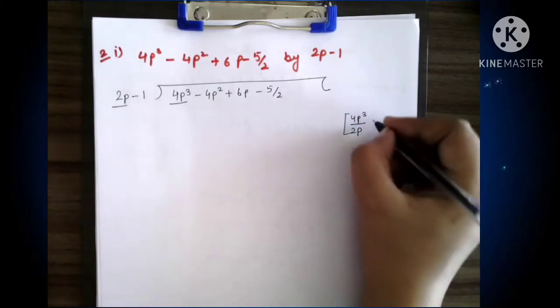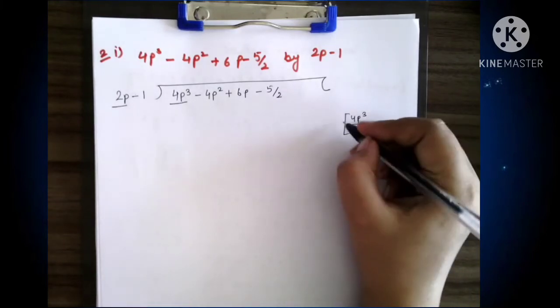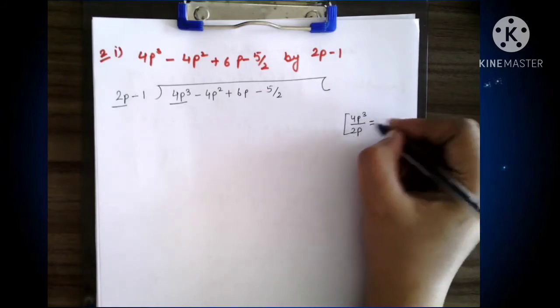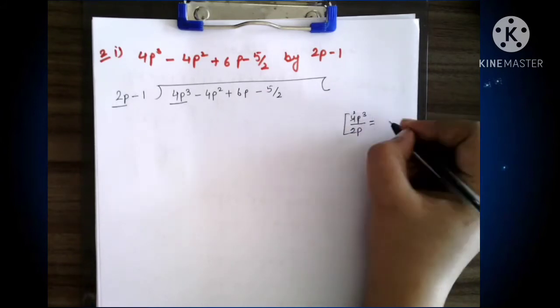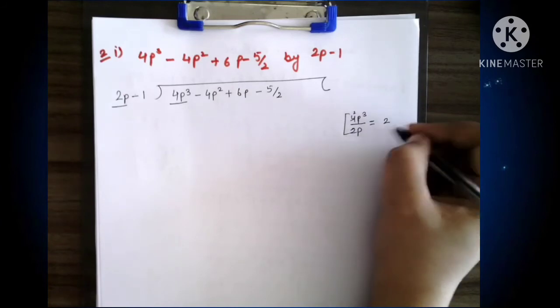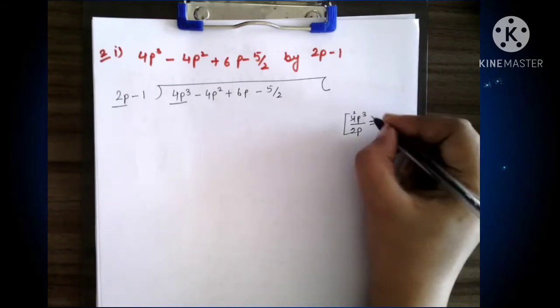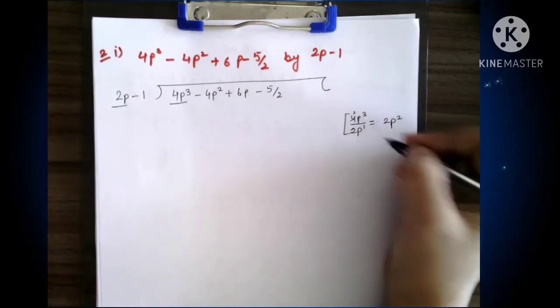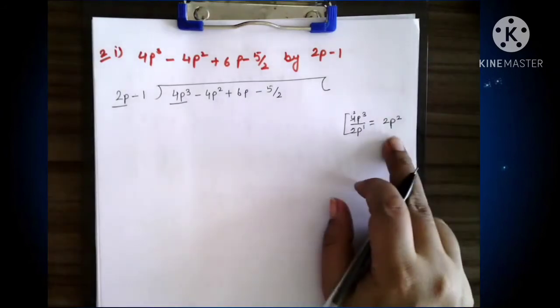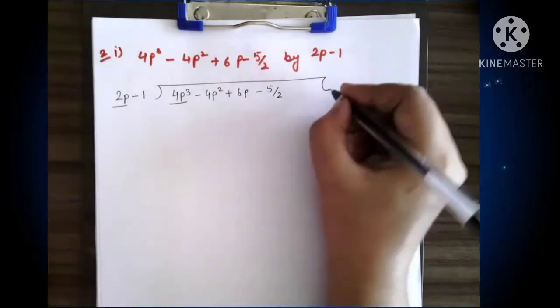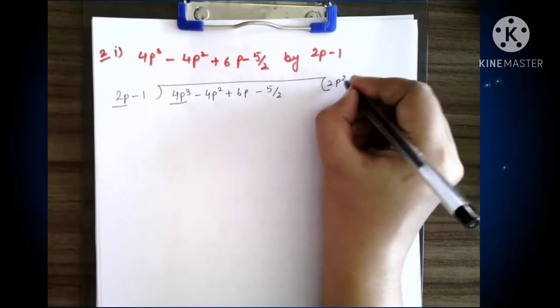Okay, solve it. Both are positive, so it will be positive only. 4 divided by 2, you get 2. P cube by p, we get p square, power 3 and 1, 3 minus 1, we get 2. This is the first term of your quotient, 2p square.